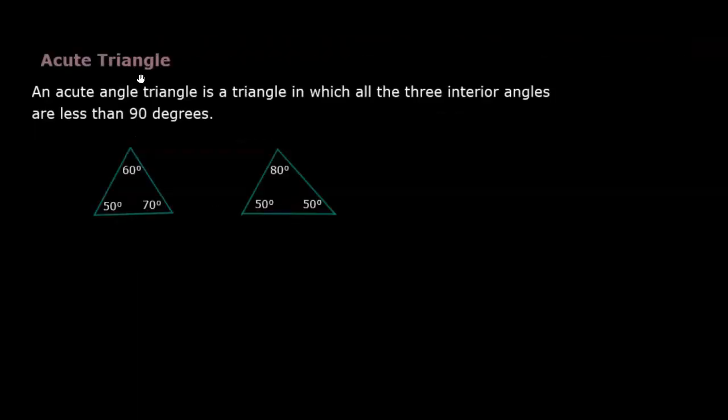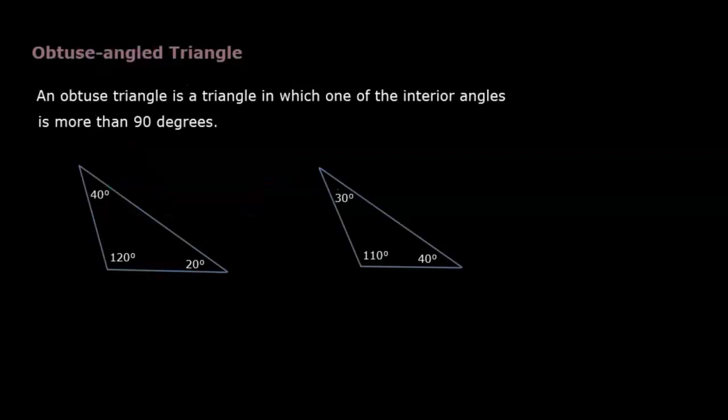First of all, acute-angled triangle. An acute-angled triangle is a triangle in which all the three interior angles are less than 90 degrees, as shown here. In these triangles, all the angles are less than 90 degrees. Obtuse-angled triangle. An obtuse triangle is a triangle in which one of the interior angles is more than 90 degrees. As in these triangles, one of the angle is more than 90 degrees.